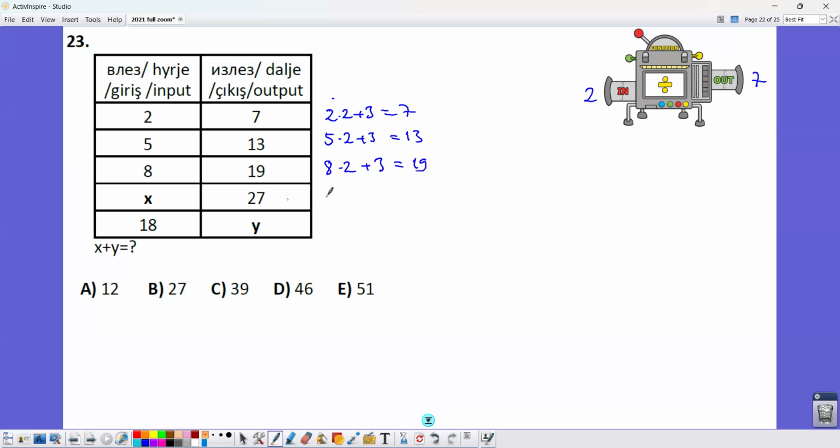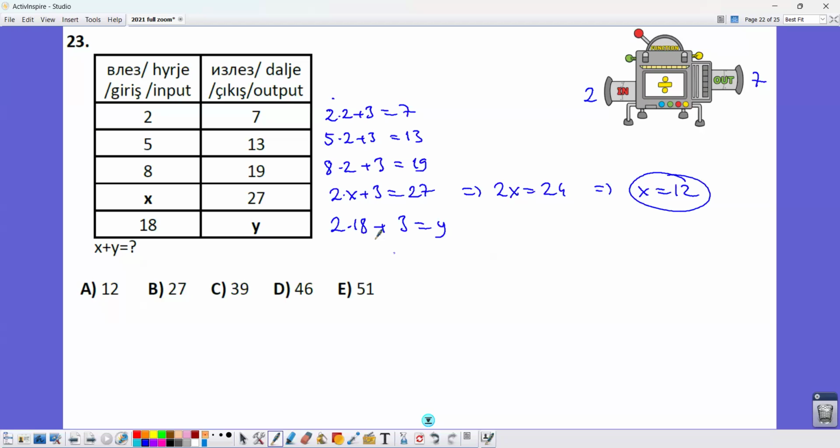So it means that in the fourth one, 2 times x plus 3 has to be 27. In this case, 2x is equal to 24, then x is equal to 12. We found x. Then in the last one, we have 2 times 18 plus 3 is equal to y. 2 times 18, 36 plus 3 is equal to y. So y is equal to 39. Then x plus y, 12 plus 39, will be 51, which is E.